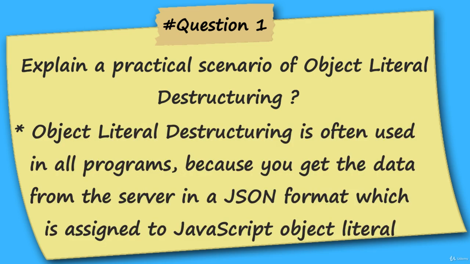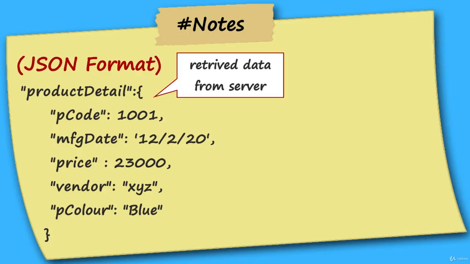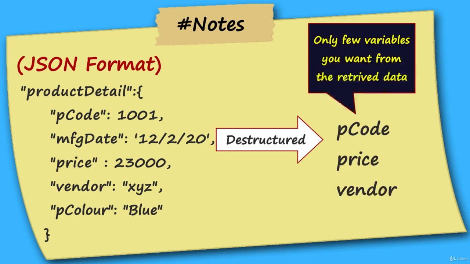Object literal destructuring is often used in all programs. The reason is that you get the data from the server in a JSON format. When you receive it, you will always have that data assigned to a JavaScript object literal, something like this. Now the data which is retrieved here will always need to be destructured, because you would not want that entire object literal. For example, you have, let's say, product detail. These many details you have, like product code, manufacturing date, name, price, vendor and whatnot. The data which you retrieve like this needs to be destructured because you want to use only a few variables. So it's a very common way. That is the practical scenario where you have to use destructuring of object literal.